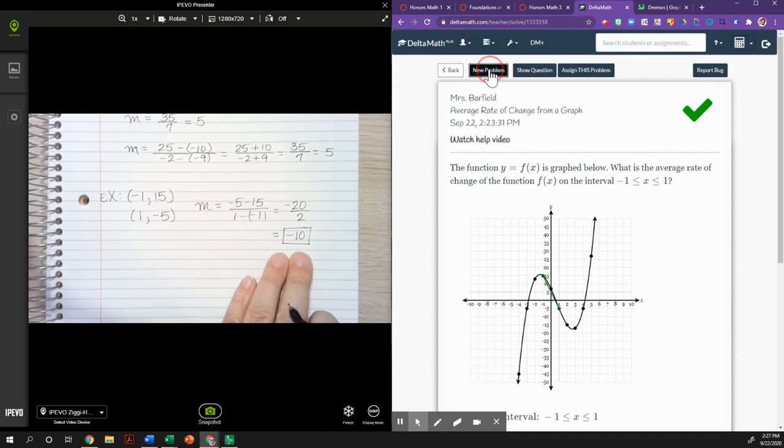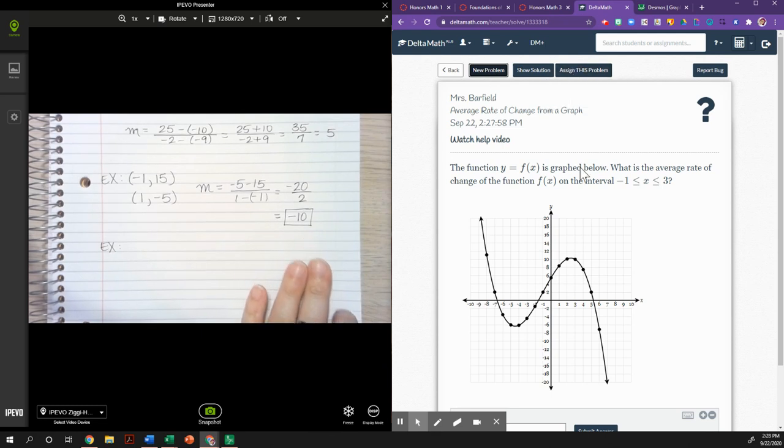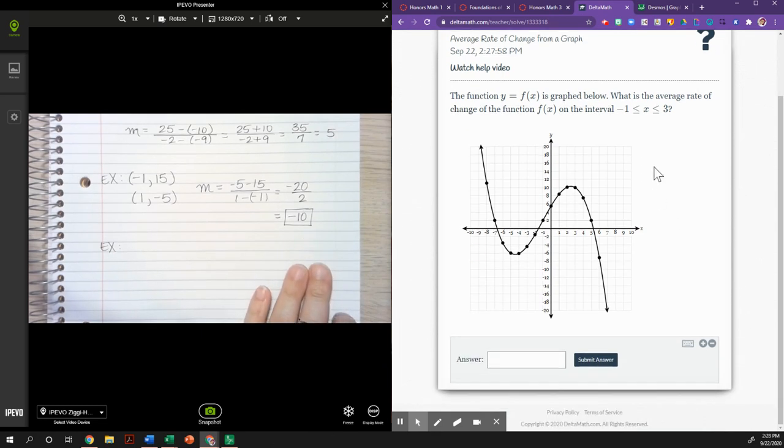All right, let's try another problem. All right, so the function y equals f of x is graphed below. What is the average rate of change of the function f of x on the interval -1 to 3? All right, so -1 to 3, so this point up here, okay? So -1's right here, and then we're going to get all the way up over here to 3.